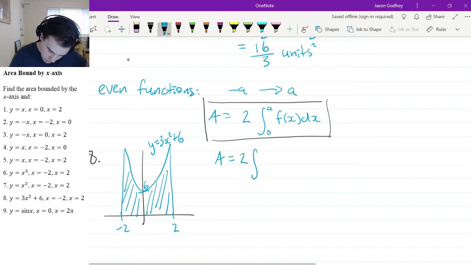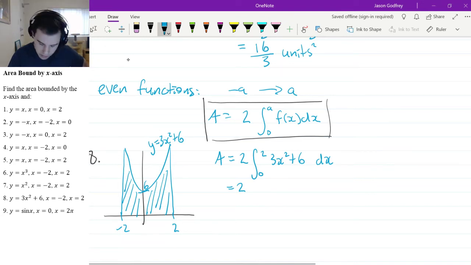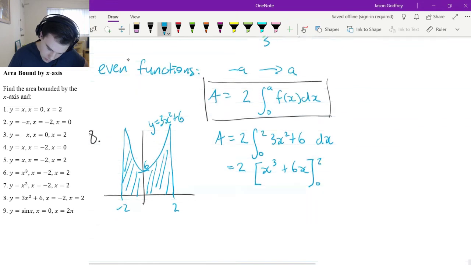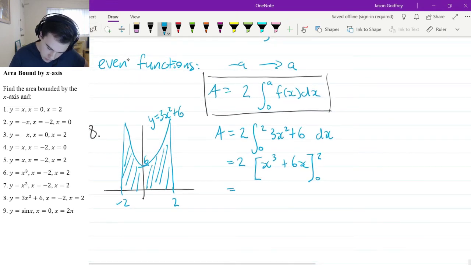So we've got two lots of from 0 to 2 of our function, 3x squared plus 6, integrating with respect to x. So if we integrate this, 3x squared, add 1 to the power is x cubed, divide by the new power, by 3, so this will end up with x cubed. 6 integrates to, since it's a constant, 6x. And we're going to go from 0 to 2.